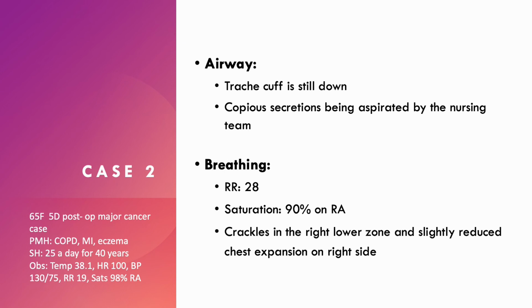So we start off with A for airway. The patient's tracheostomy cuff is still down, and there's copious secretions being aspirated by the nursing team. Breathing, the patient's respiratory rate is 28, saturations are 90% on room air, and there's crackles in the lower right zone and slightly reduced chest expansion on that right hand side. What investigations are we going to do? We're going to do a chest x-ray and we're going to do an arterial blood gas. Do we think that we should potentially put the cuff up? It's probably not a bad idea on a patient like this.